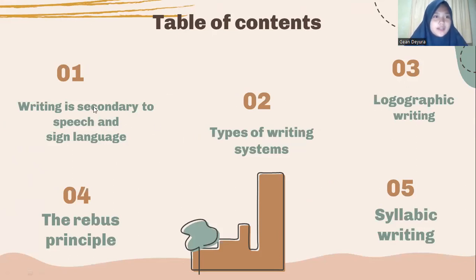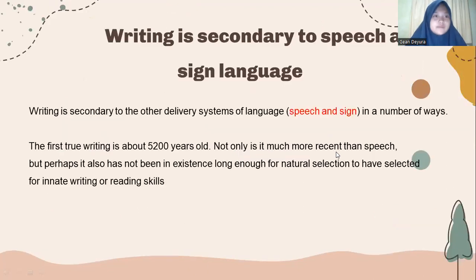I would like to explain the first until the fifth part of this material. For the first slide, I would like to explain that writing is secondary to speech and sign language. When we talk about language, sometimes we mean speech or spoken language. Of course, speech is spoken and heard while writing is written and read. Writing is secondary to the other delivery systems of language, speech and sign. In a number of ways, writing is also secondary to speech in that humans have been speaking for a lot longer than they have been writing.